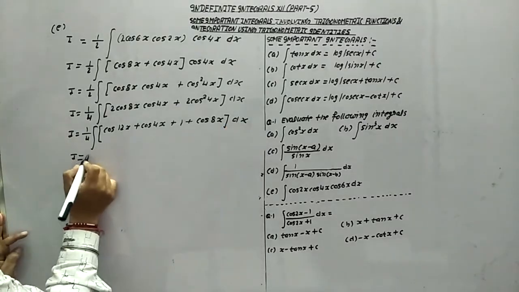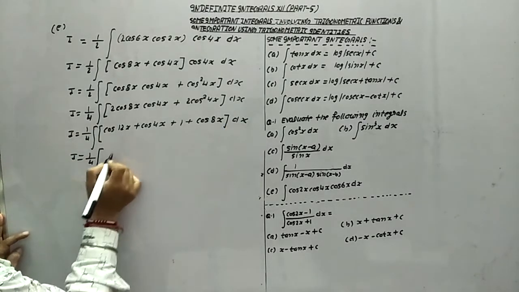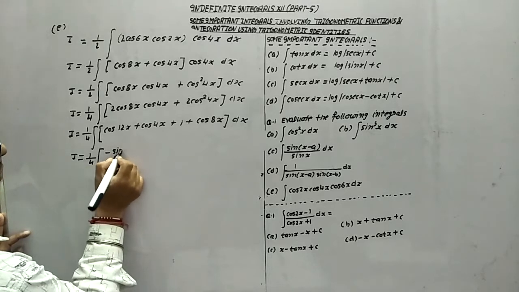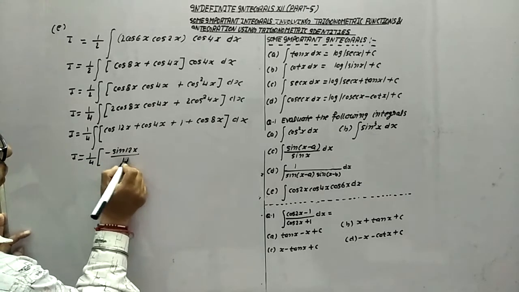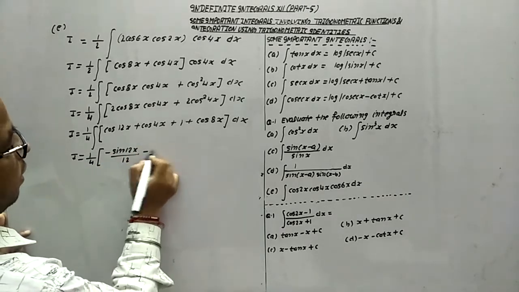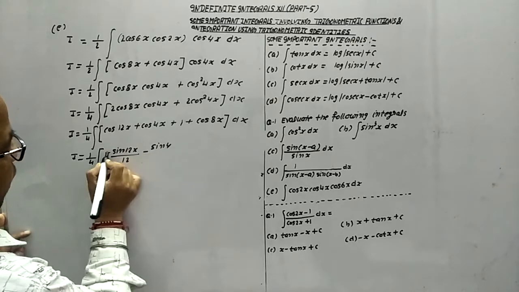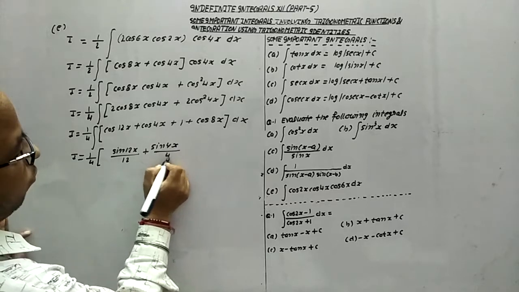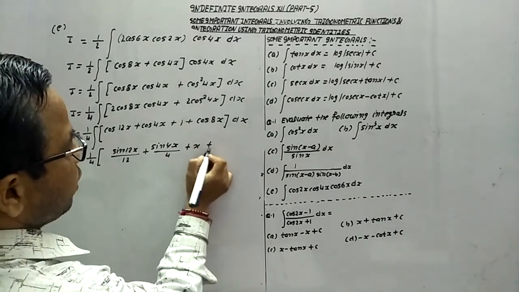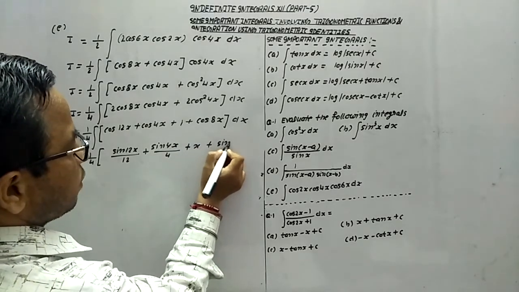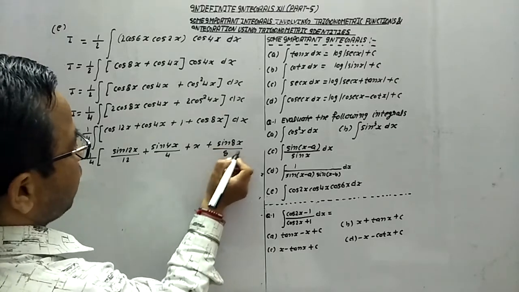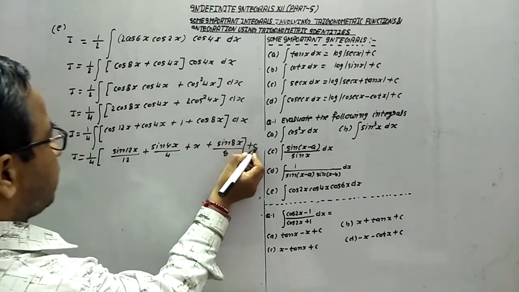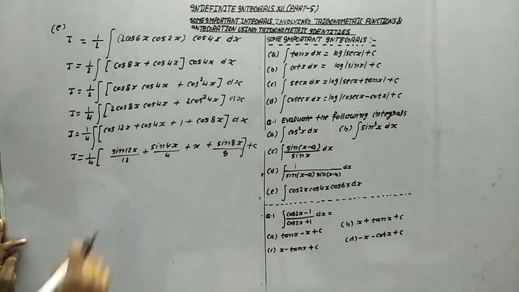Now we will do the integration, 1 upon 4. What is the integration of cos 12x? Sin 12x upon 12. What is the integration of this? Cos 4x, minus sin 4x, sorry, plus. What is the integration of this? Positive only. Sin 4x upon 4 plus x, and what is this? Plus sin 8x upon 8, and this is plus c. This is the answer for this part.